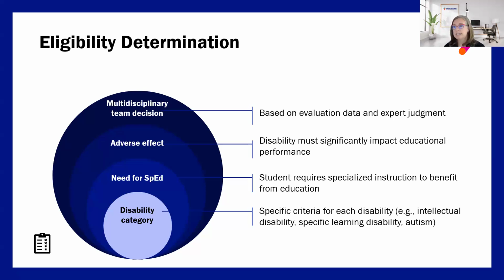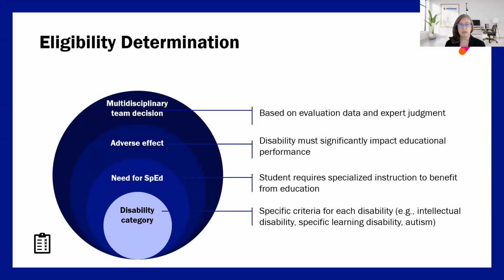But eligibility determination itself is based on the data and expert judgment. It's also based on likely adverse effects. Disability must significantly impact the educational performance of the child. And it is based on the requirements the student has for specialized instruction in order for that child to benefit from the education. Specific criteria for each disability are used to actually create the disability category or the eligibility itself. And I will say that they tend to vary, as Sarah said, slightly from state to state. However, the states do provide a lot of guidance related to this. And generally, school districts have folks who are good contact points to unpack much of this information.